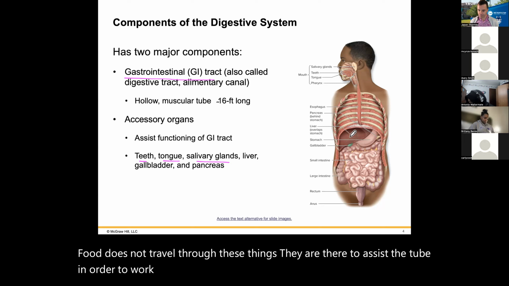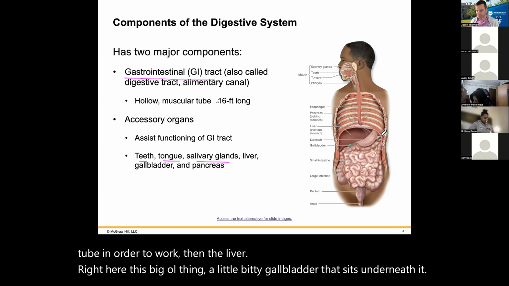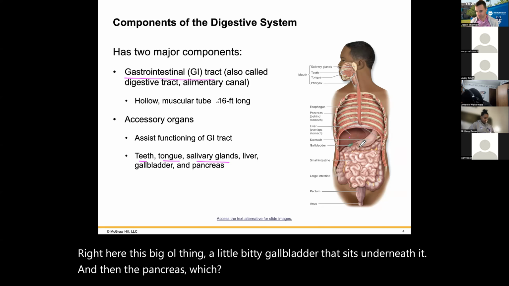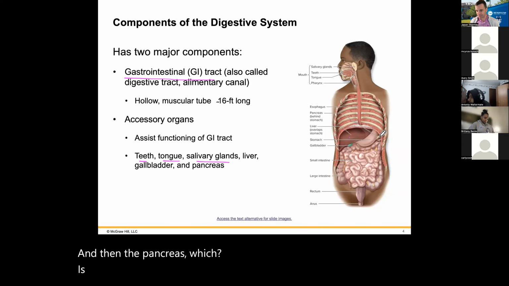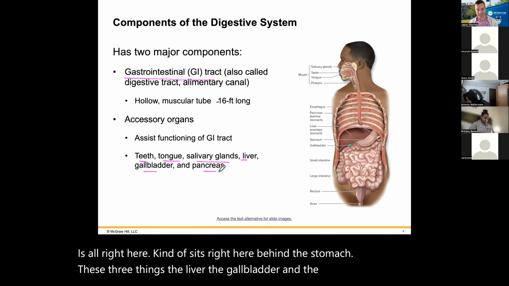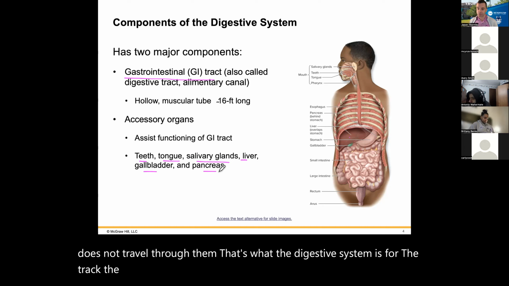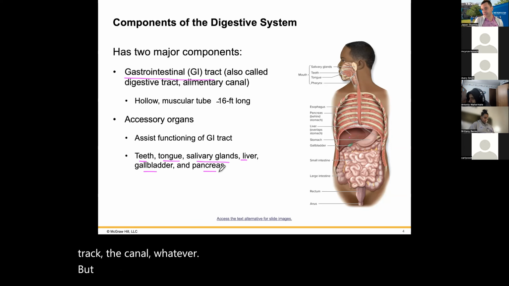Then the liver, right here, this big old thing, little bitty gallbladder that sits underneath it. And then the pancreas, which kind of sits right here behind the stomach. These three things, the liver, the gallbladder, and the pancreas, again, food does not travel through them. That's what the digestive system is for, the tract, the canal, whatever. But they dump enzymes into the tube to help facilitate digestion.